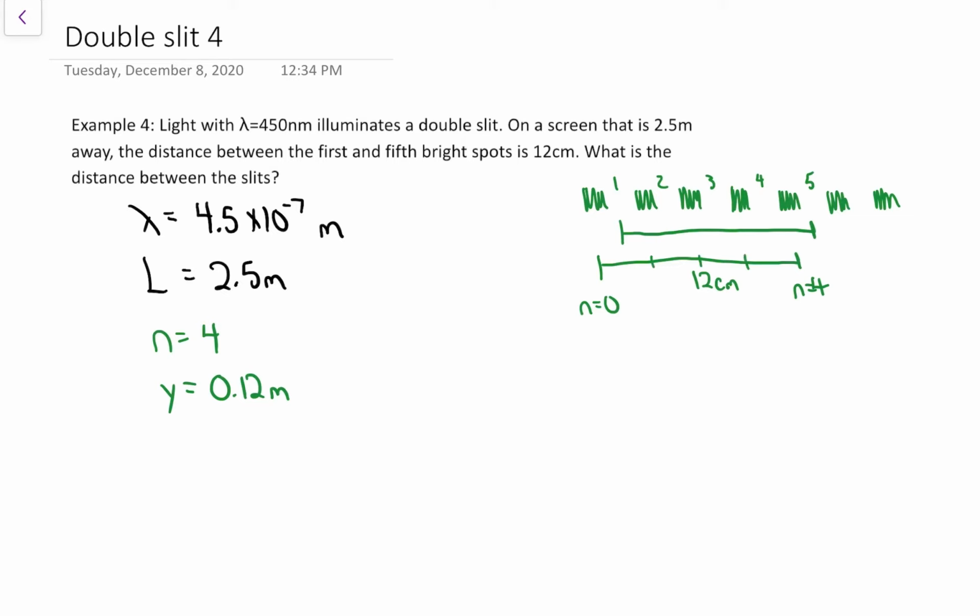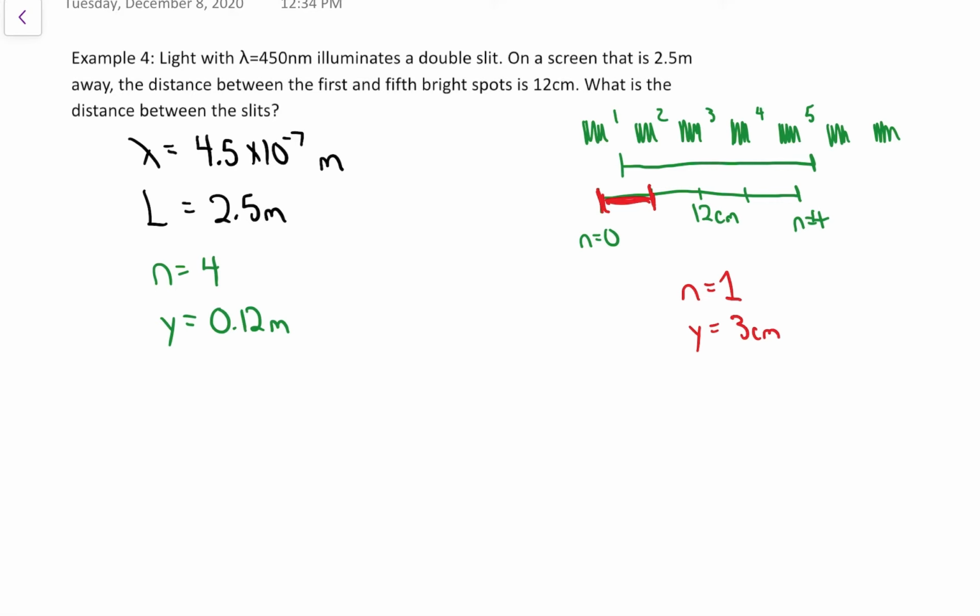Or I could take a look, and this could be subdivided. I could switch it and say that instead of n equals 4, I could do n equals 1, and the distance from bright to bright is 12 divided by 4. I could use n equals 1 with a value of 3 centimeters, or I could use n equals 4 with a value of 12 centimeters. Whichever way you like better, we'll agree on the answer when we get to the end. I'm going to use the n equals 4 method.